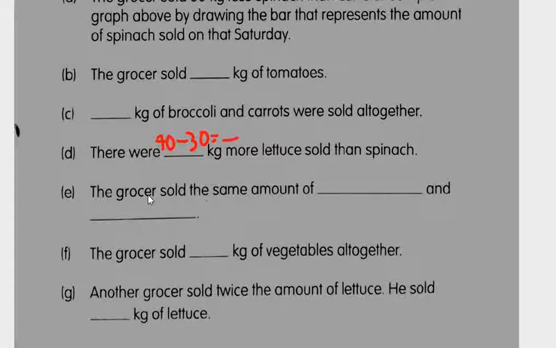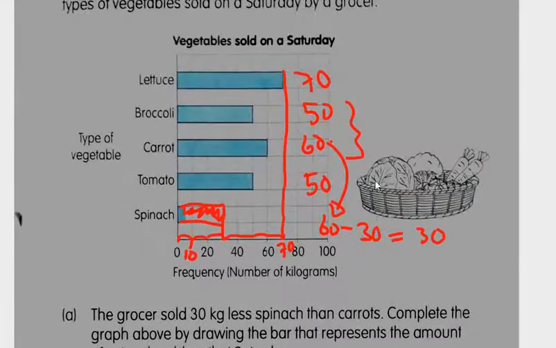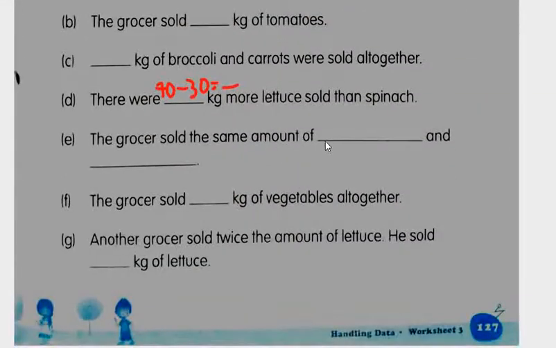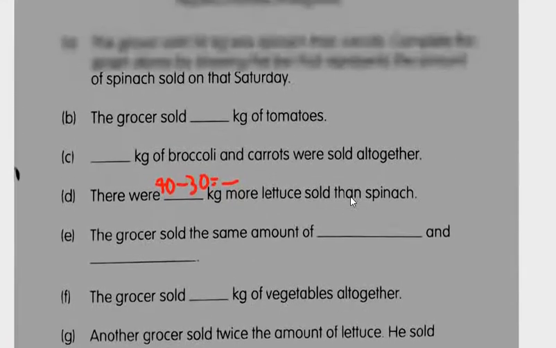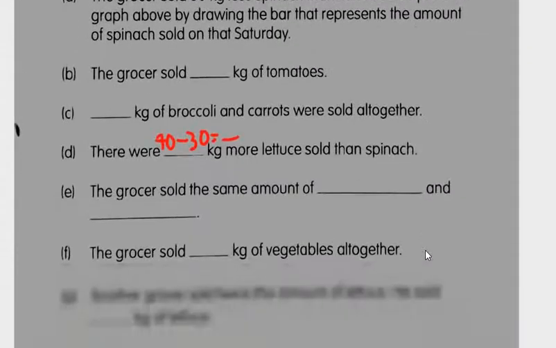Now question E. The grocer sold the same amount of... okay, what are the vegetables that have the same amount? This one and this one. Okay, what are they? Fill it in by yourself. Now question F. The grocer sold how many kilograms of vegetables altogether? Alright, so let's count them all. 70 plus 50 plus 60 plus 50 plus 30. And you got the answer.